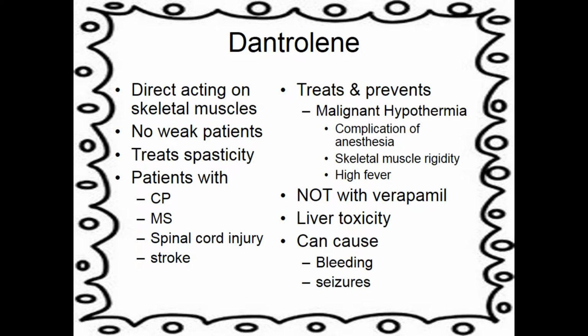Dantrolene is a directly acting skeletal muscle drug. It is not to be given to weak patients, and it treats spasticity related to patients that have cerebral palsy, multiple sclerosis, a spinal cord injury, or even stroke. It can prevent malignant hypothermia, which is a complication of anesthesia. Skeletal muscle rigidity is a sign and symptom, along with a high fever. This one's not to be taken with verapamil, and it can cause liver toxicity, bleeding, and seizures.